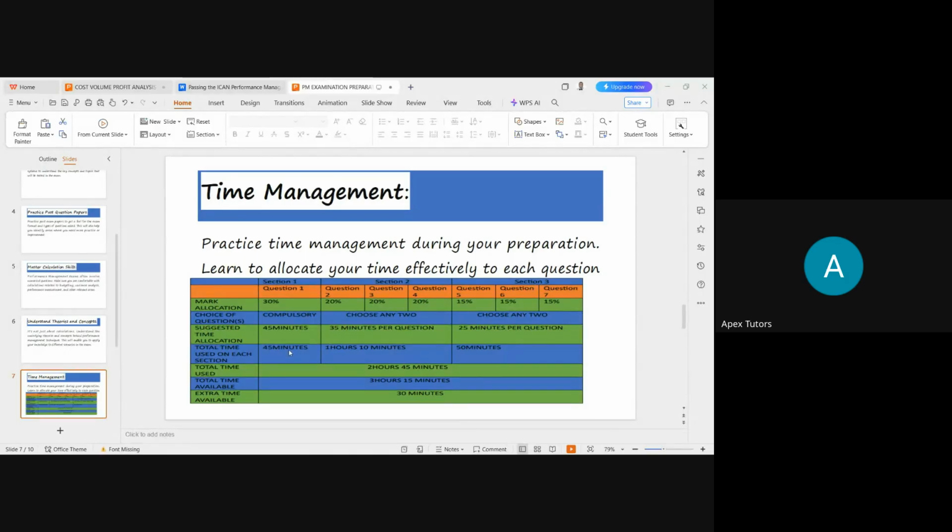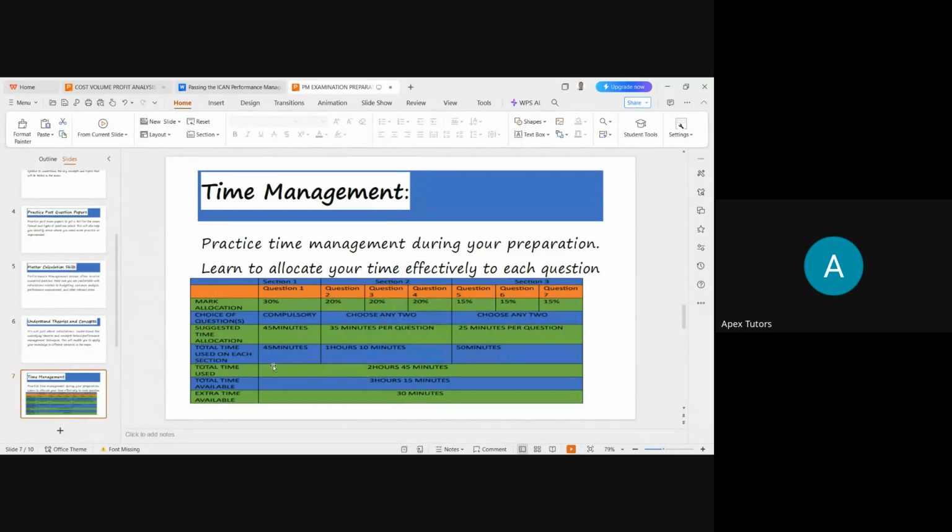2 hours, 45 minutes on the 5 questions you have to solve. Then the remaining time, because you have 3 hours, 15 minutes for the whole exam, including the reading of the instructions, everything. So the extra 30 minutes, you should use it to cross-check your work. Write your examination number. Write the questions answered. When you do this, you'll be very fine. So plan yourself.